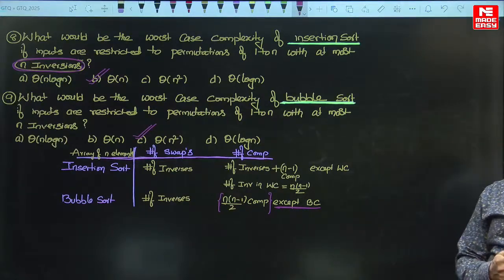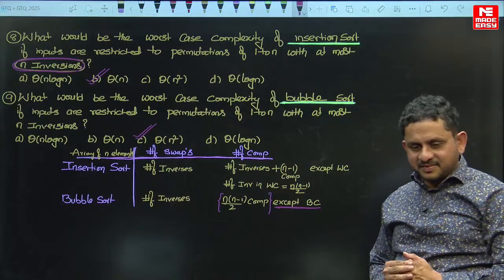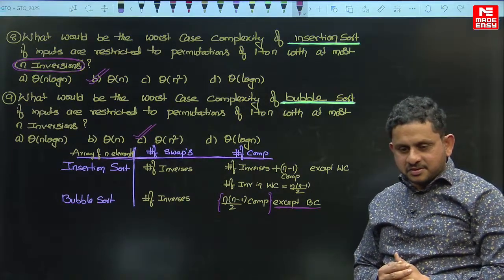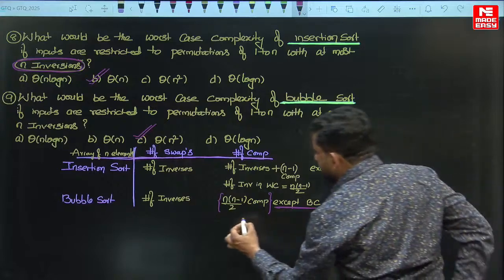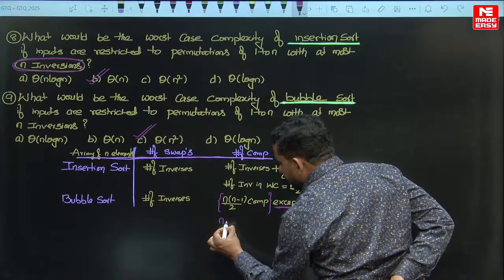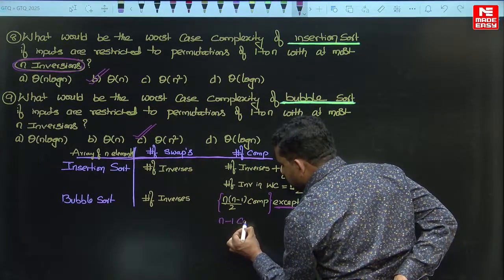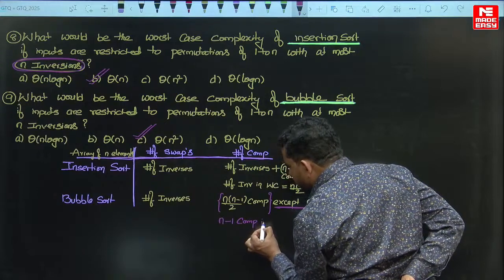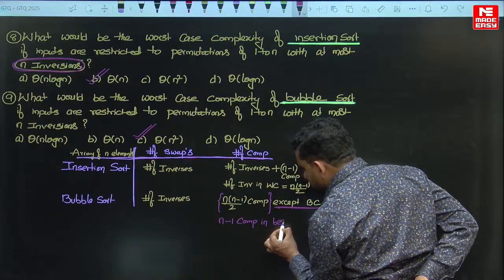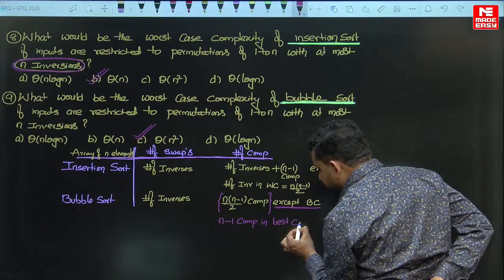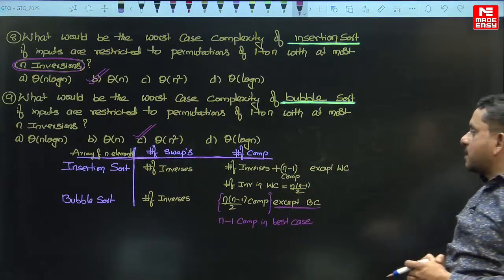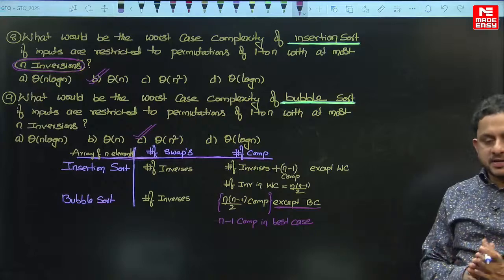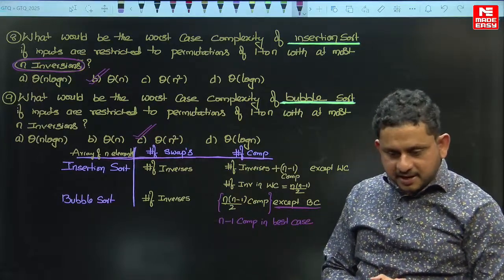All sorting algorithms, comparison table. Best case is n minus 1 comparisons, n minus 1 comparisons in the best case, which means just one pass.